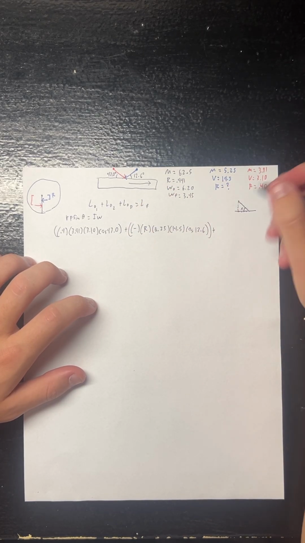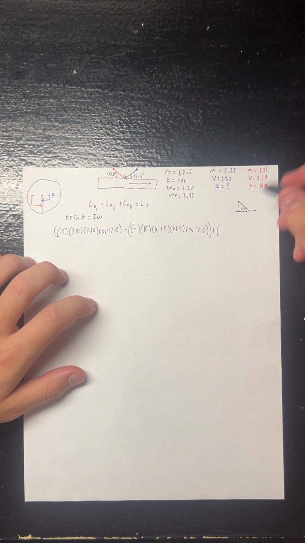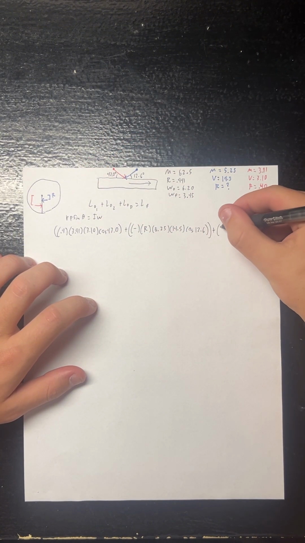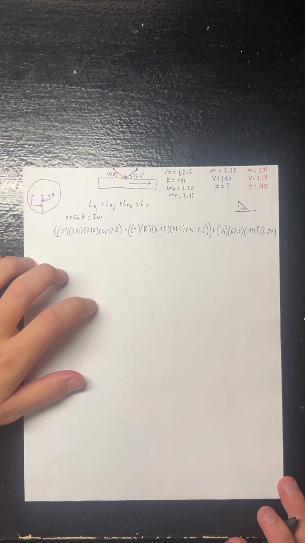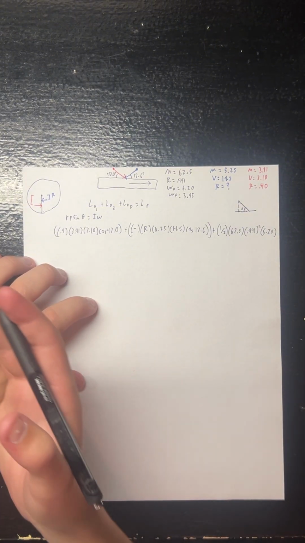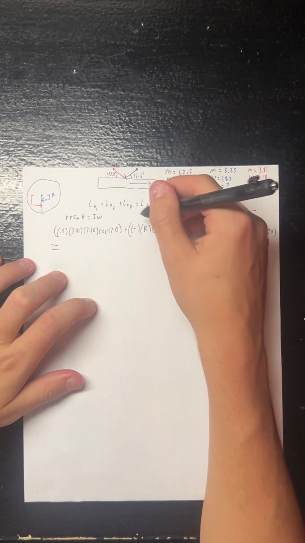Plus our last one, which is going to be, instead of RP sine theta, it's easier to do IW, which is the disk. So it'll be 1/2 M, which is given 62.5, R squared 0.441, square that, times its W initial is 6.20. Once you have all that set up, we can equate that to the final. So equals our L final.